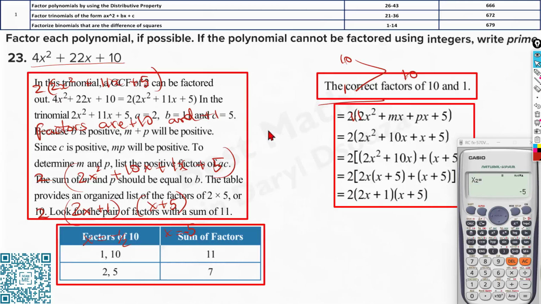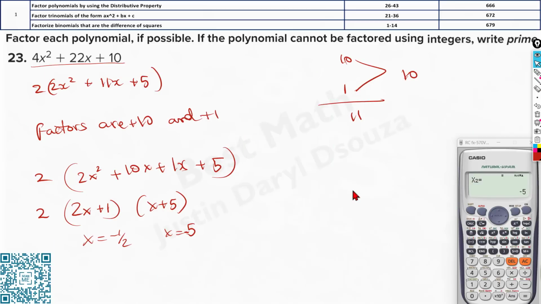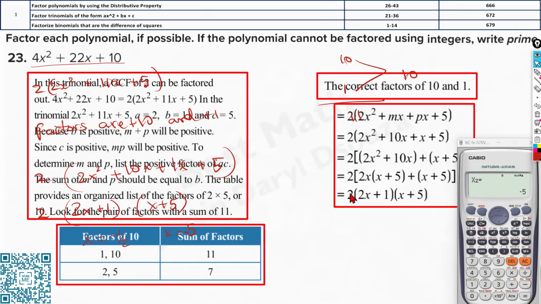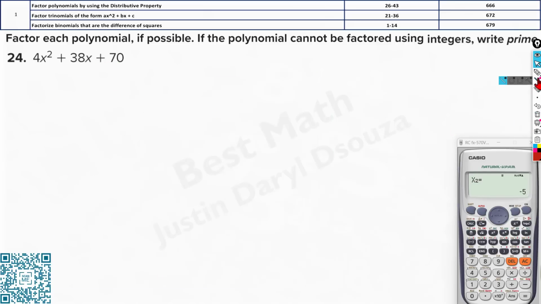Now similarly, you can say that's the answer. The final answer will always have this 2 common outside: 2 times 2x plus 1 and x plus 5. That's it. Now over here, again we have to remove the 2 outside. We will have 2x squared plus 19x plus 35. And now we can put this in the calculator.